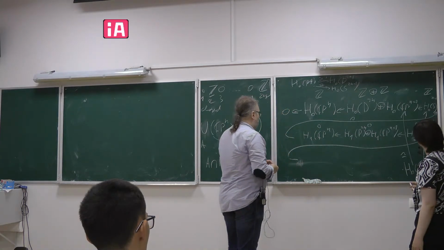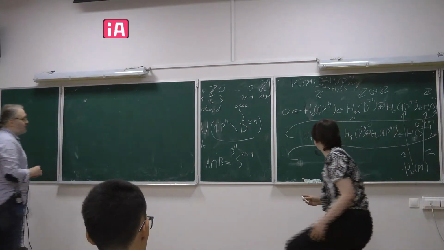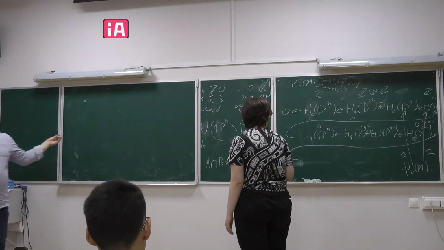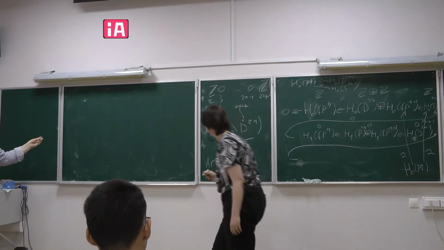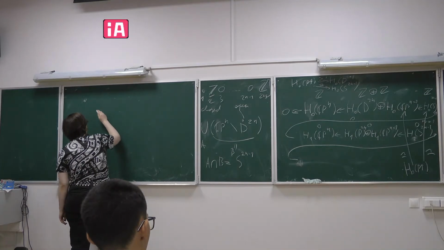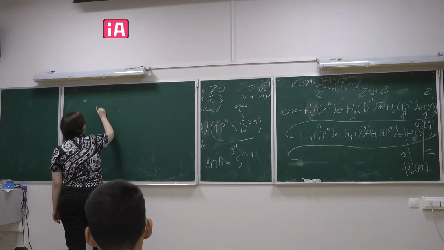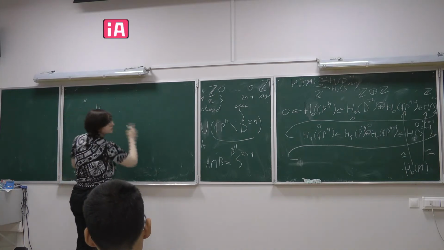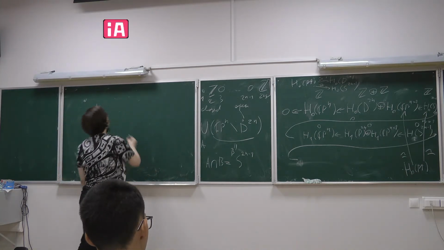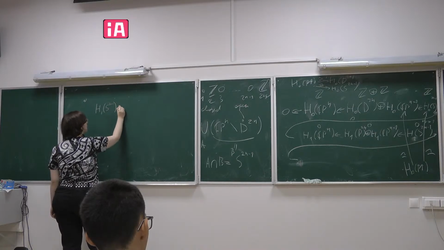Okay, let's use this board. So let's continue this exact sequence. We've calculated H1 of CP^n. Let's calculate H2.